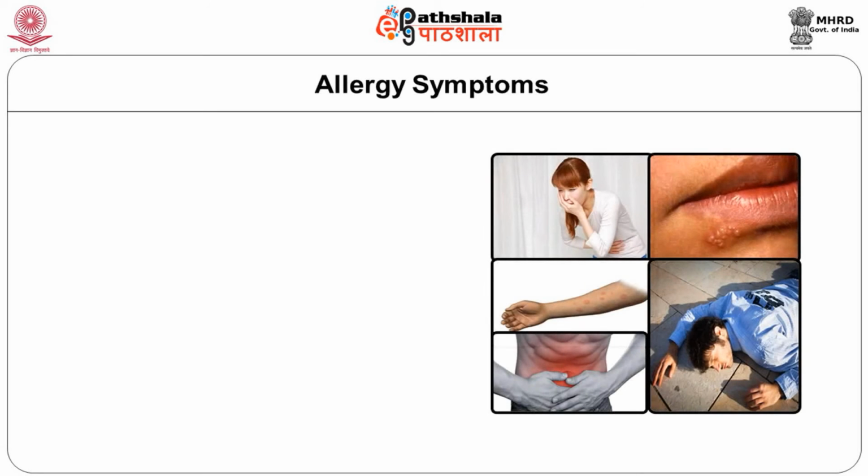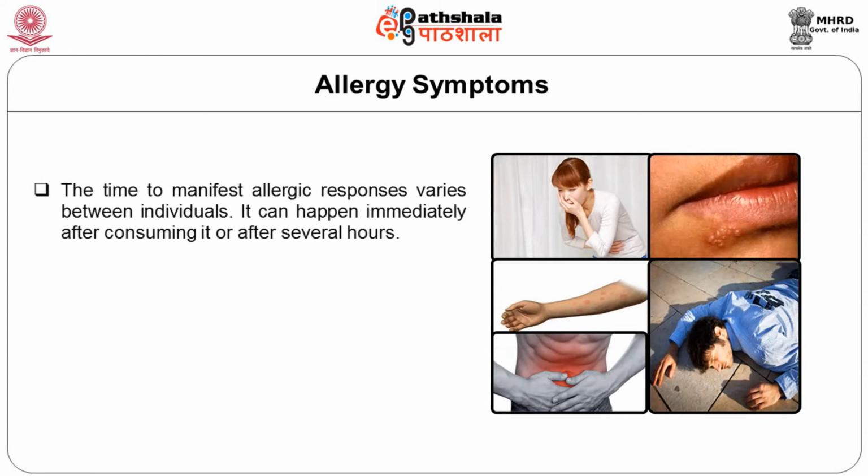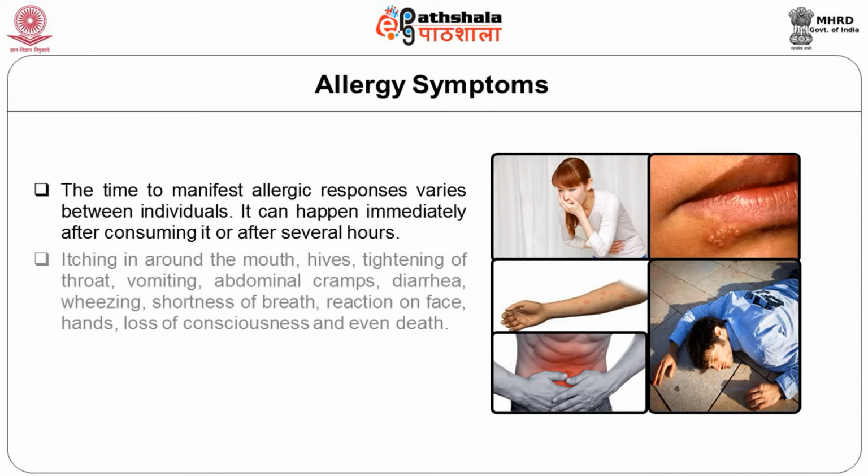What are the symptoms of this allergy, or how does a consumer know that it is because of eating a particular type of food? The time to manifest the allergenic responses varies between different individuals. It can happen immediately after consuming it or after several hours. These symptoms may be itching in and around the mouth, hives, tightening of the throat, vomiting, abdominal cramps, diarrhea, sometimes wheezing, shortness of breath, reaction on face, hands, loss of consciousness, and even death, because these are all due to the antigen antibody reaction occurring in the body of the individual to various extents.